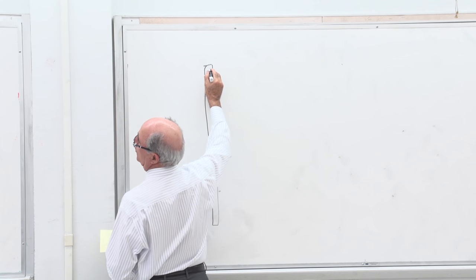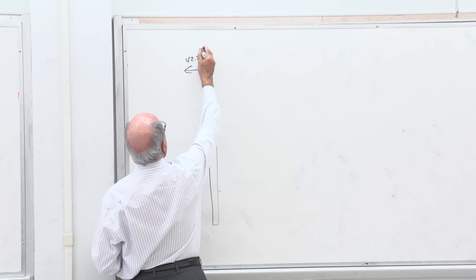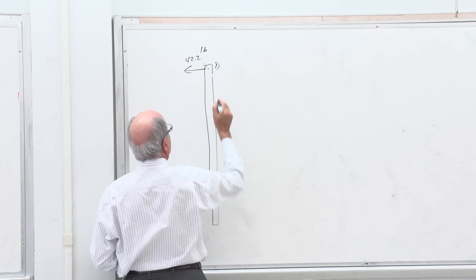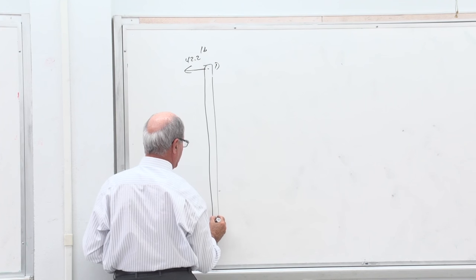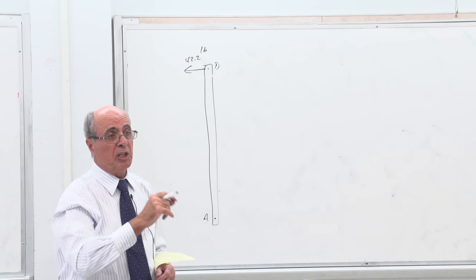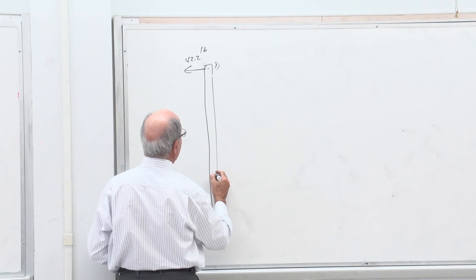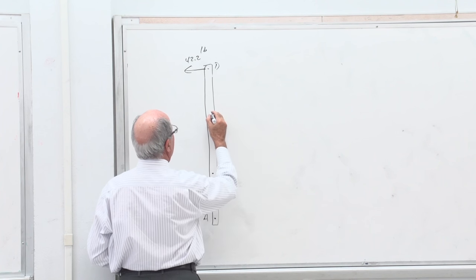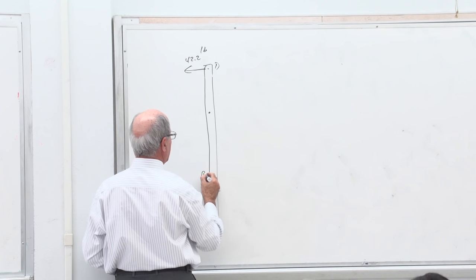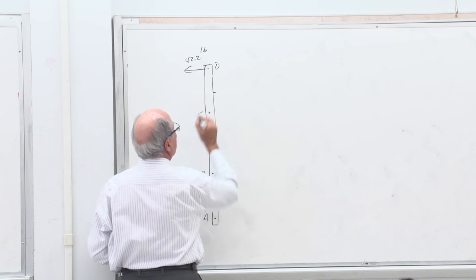Now, at D, I know what I have. At D, I have a force of 42.2 pounds here. I suggest for you, in order not to make any mistake, always put your point there and put each point there. Every point that you see, put it there in order not to make any mistake. This is one third, so this is point A, this is point B, this is point C, that's point D, and there is a cable there.